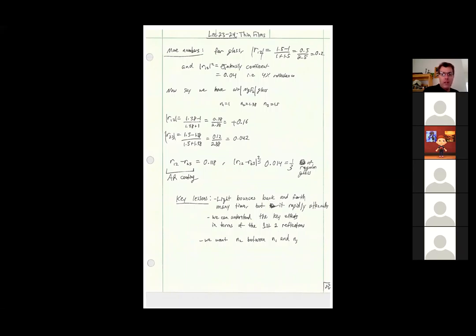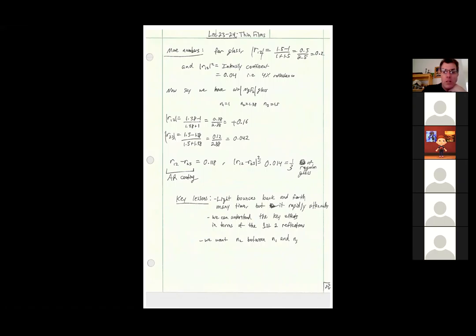All right. Let's also figure out what R12 is. Well, it's roughly 0.2 if we just plug in the numbers. And if we square it, remember, this is an amplitude coefficient. Intensity is the square of the field amplitude. So if we square it, we get 0.04, right? So we get about 4% reflectance, which is a good estimate for most types of glass.